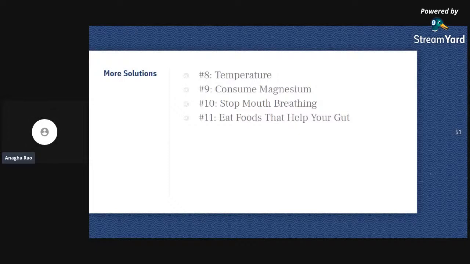Temperature. Temperature plays a big role in sleep because melatonin helps the body lose heat, and a cool temperature can speed up the onset of sleep. Our body craves a certain temperature to sleep. The recommended temperature is 60 to 68 degrees Fahrenheit.